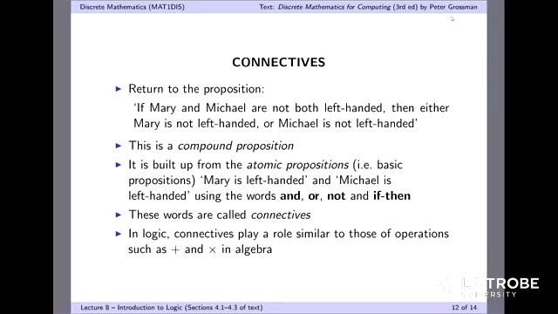In logic, connectives play a role similar to those of operations such as addition and multiplication in algebra. In the previous section, we worked on arithmetic. There we dealt with numbers, so we did operations like addition, multiplication, subtraction, and all that. Now we're dealing with logic, and in logic we deal with connectives. Connectives have the same meaning as those operations in arithmetic.